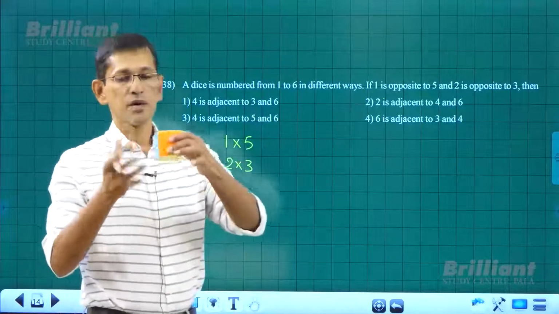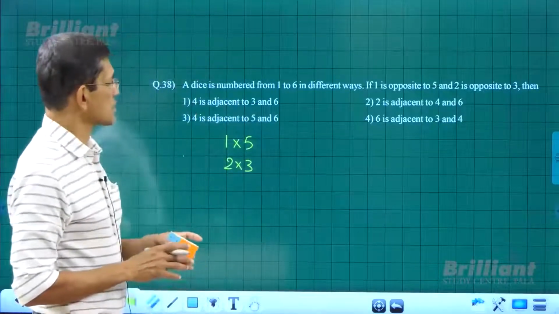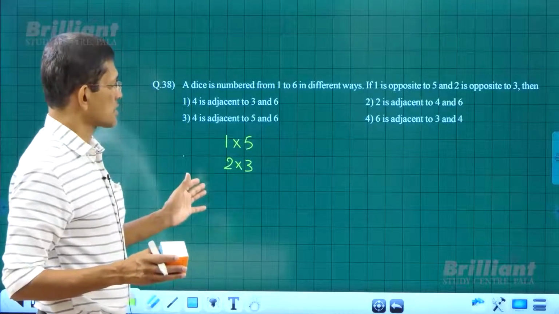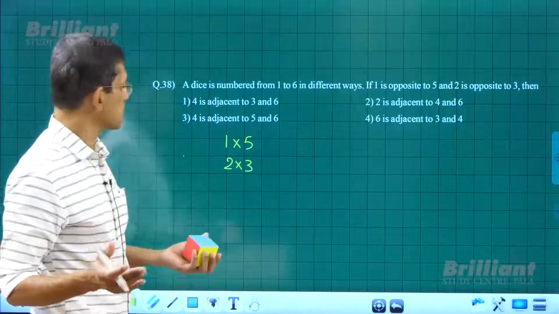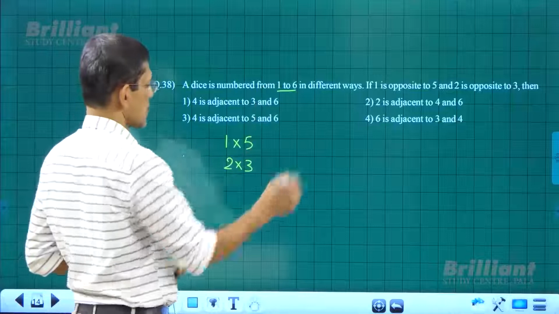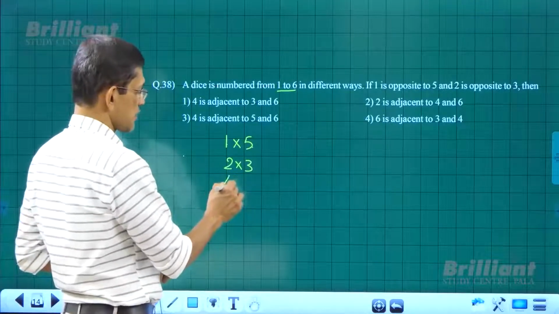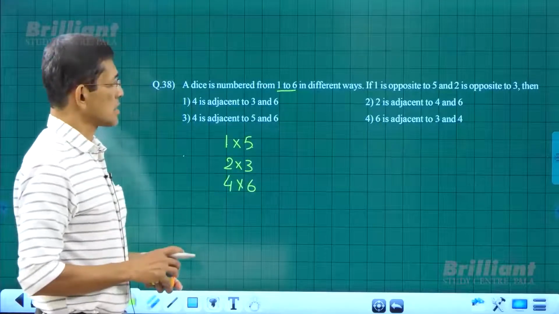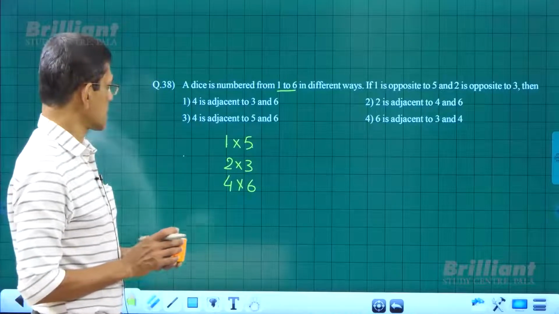So 5 and 1 are opposite, 2 and 3 are opposite. Now what we have is, it's given to us, 1 is opposite to 5, 2 is opposite to 3. So naturally we have 6 numbers, 1 to 6. So if 1 is opposite to 5, 2 is opposite to 3, then naturally 4 must be opposite to 6. Okay, in that case, what are these answer choices given? Which one is correct? We will check it.